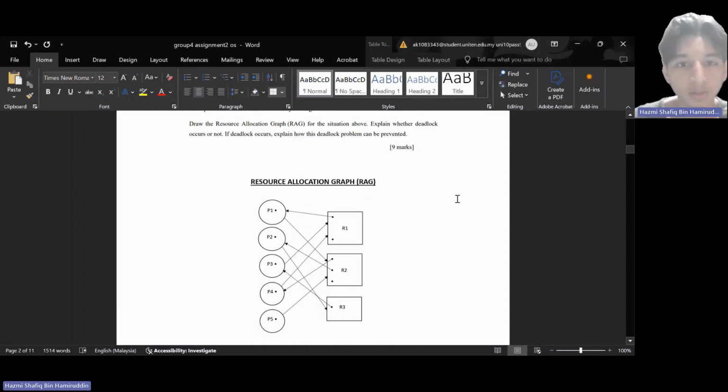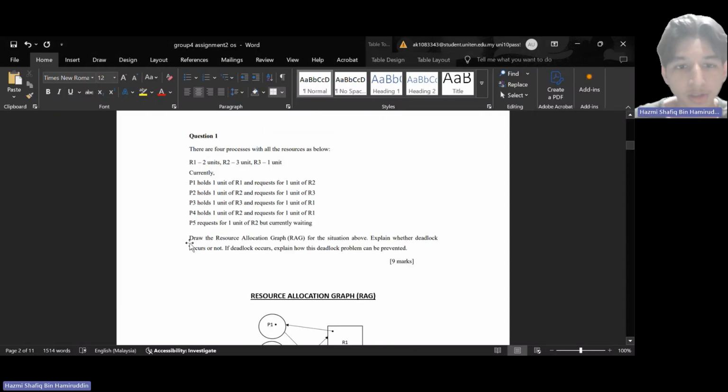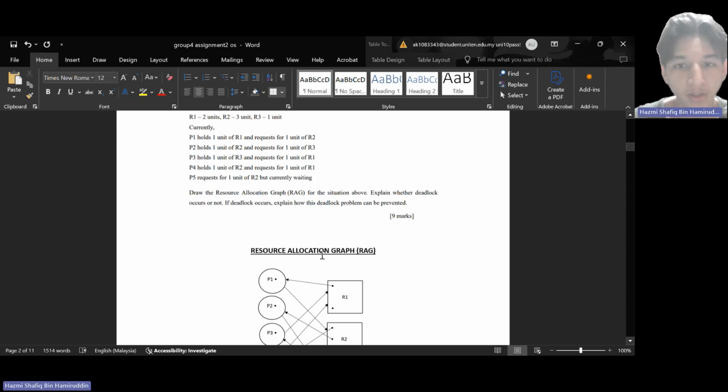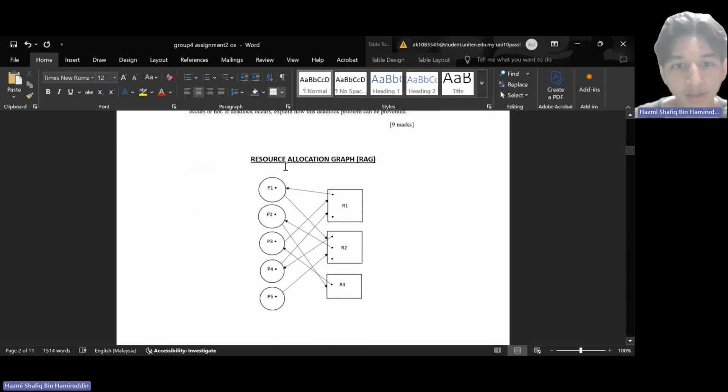For question number 1, draw the resource allocation graph for the situation above. Explain whether deadlock occurs or not. Okay, this is the resource allocation graph for our group.